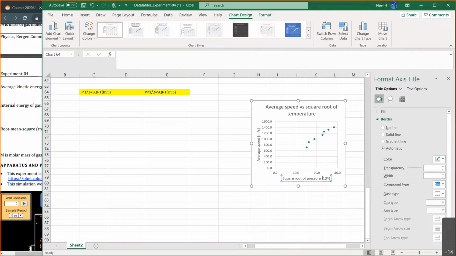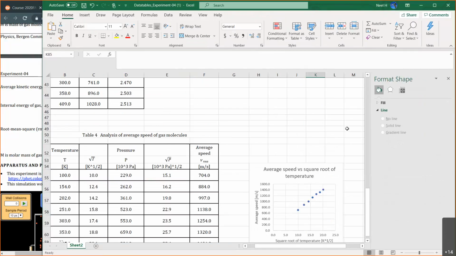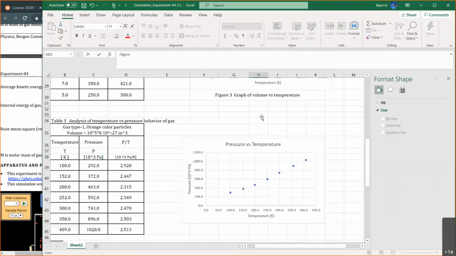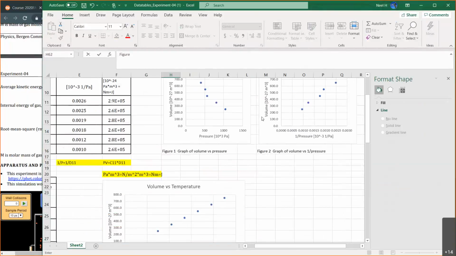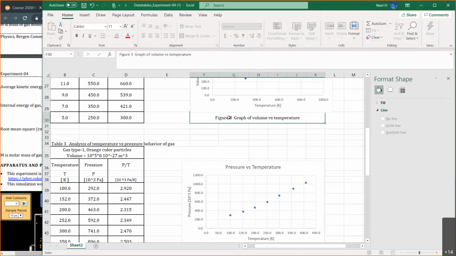It's going to be 10 to the power 3 times Pascal. We can put the square root outside. So then it's much easier. You have to rename all of these graphs. This is going to be, now figure, how many graphs we had: 1, 2, 3, 4, and this is the fifth graph.